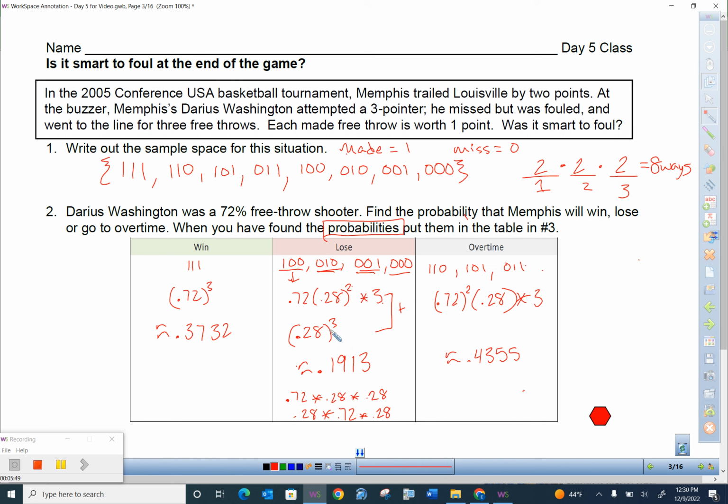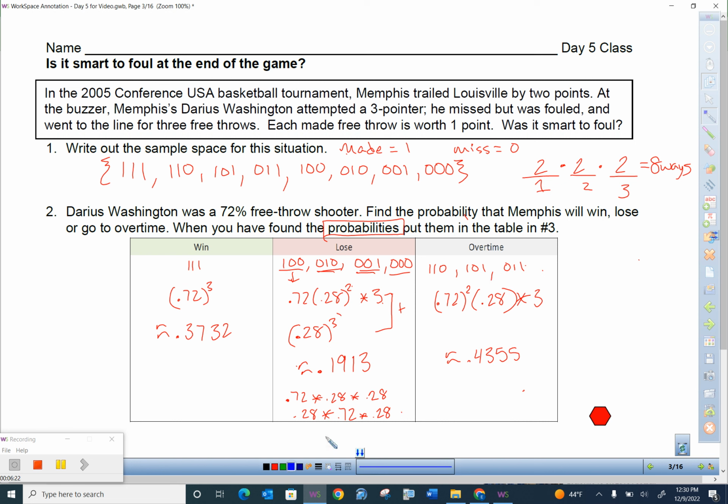Miss, miss, miss means that 0.28 to the 3rd. Over time, there were only 3 outcomes. They all look the same. They all had exactly 2 makes. So that's the 0.72, we want 2 of them, and the 0.28, we just want 1 of them. And again, there are 3 outcomes, so we can multiply it by 3.